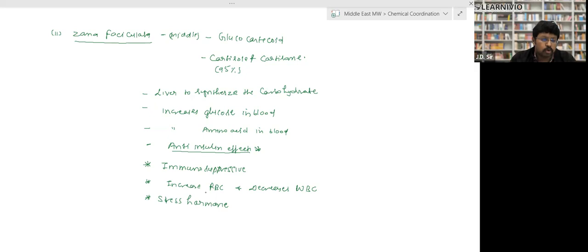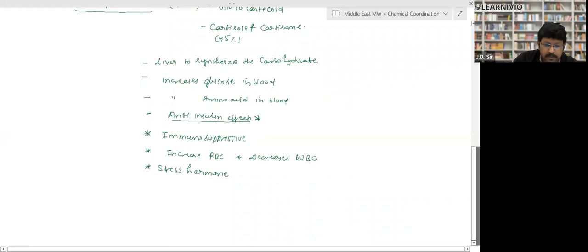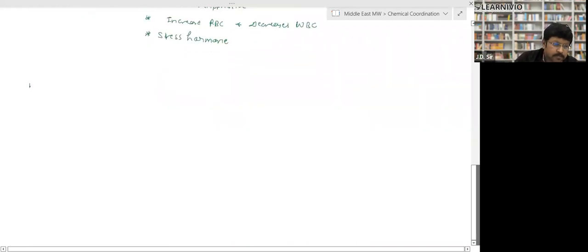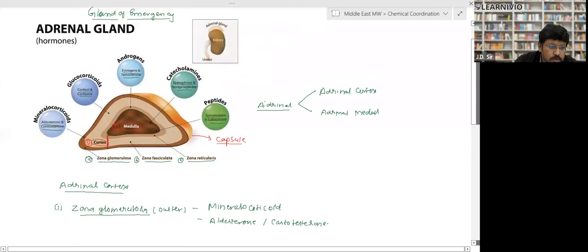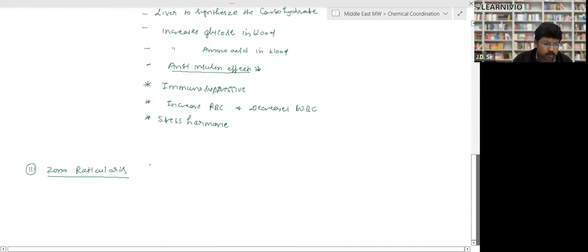Right? So the third layer is zona reticularis. That is the third layer. Zona reticularis secretes hormones known as androgens. So basically, they are the sex hormones. Estrogens and testosterone are among them, right?